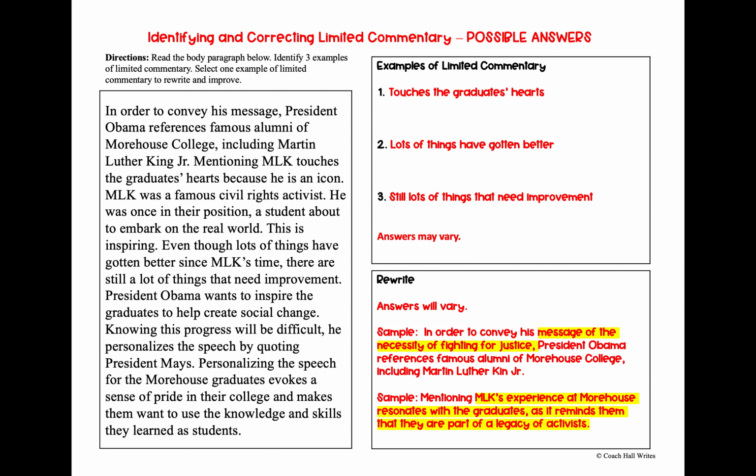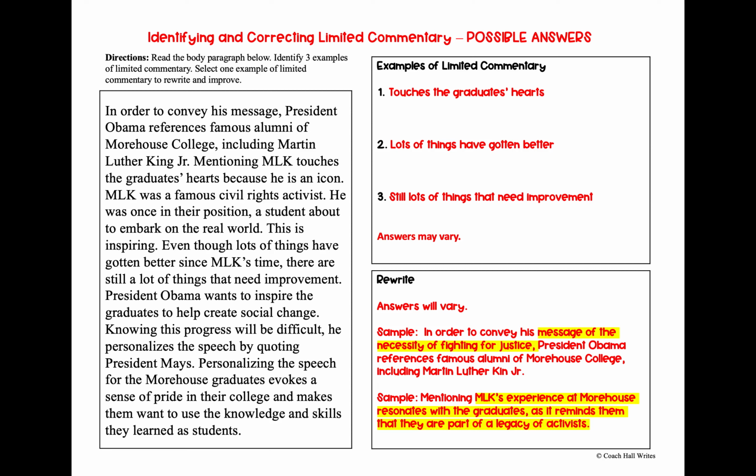Don't leave anything up to interpretation. So you can see there in the rewrite box, the top sample adds more specificity to that phrase, his message. Now, technically, that wasn't one of the examples I had above, but I did want to make that point in this video. So if you put his message as an example of limited commentary above, that one still counts.